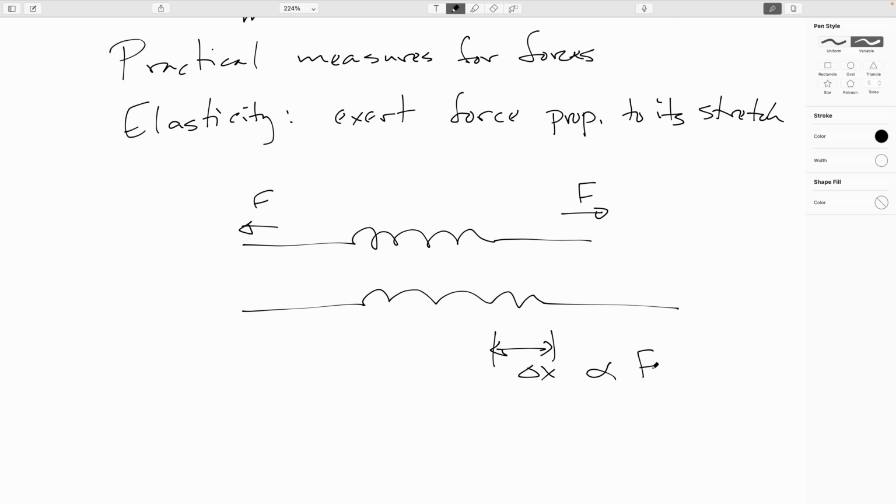Now, later we'll see that this works for most materials for a certain region, and then there's another region where the force and the stretch will still, if one increases, the other will increase, but it won't be proportional anymore. And then you'll get to a point where you just plain either bend or break the thing. But for pretty much any material, there is a region where if you tug on it, the amount it stretches is proportional to how hard you tug on it. And springs are carefully engineered to exhibit that property for a good long time.